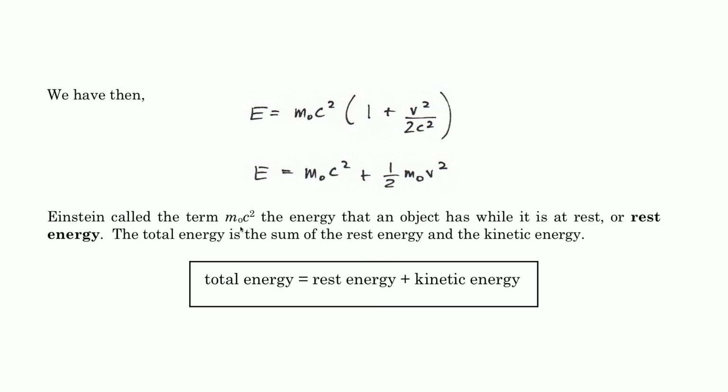So Einstein called this term, the m naught c squared term, the energy that an object has while it's at rest, or its rest energy. And so the total energy that exists for an object is the combination of its rest energy and its kinetic energy.